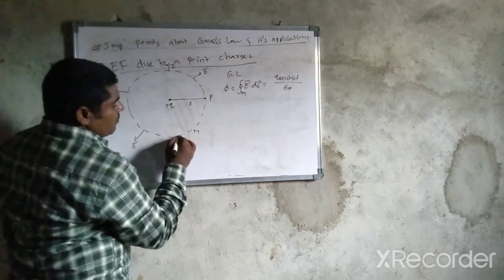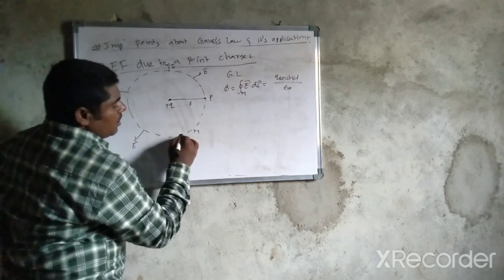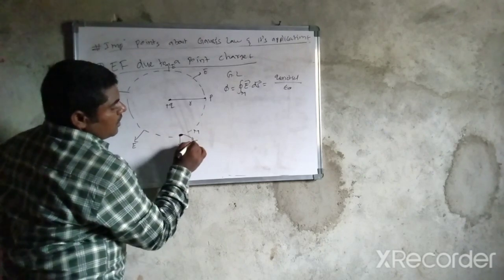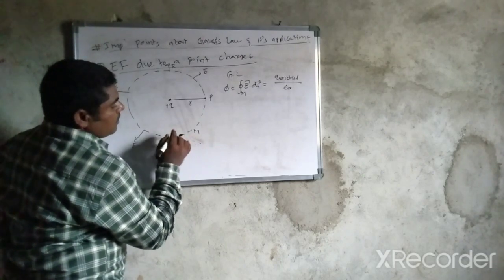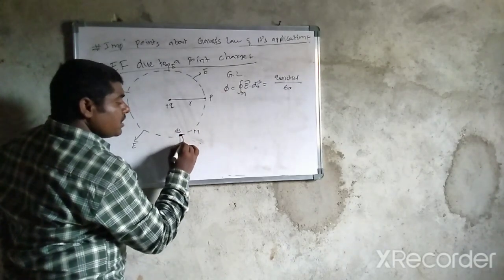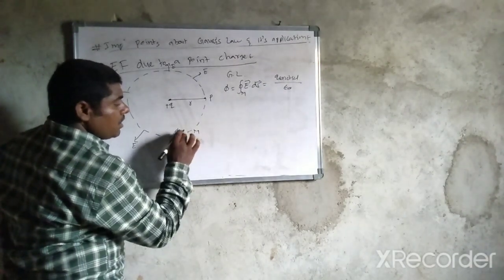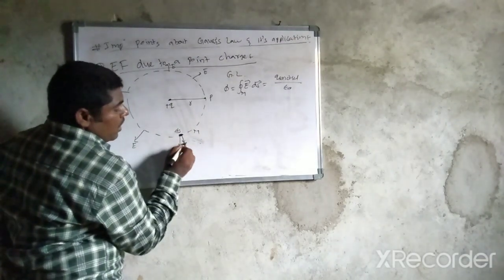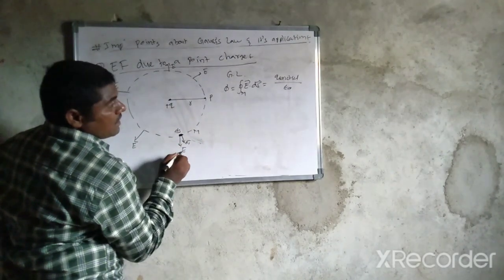Let us consider one small area, ds. The direction of ds is normal to the surface, and here it is parallel to the electric field.